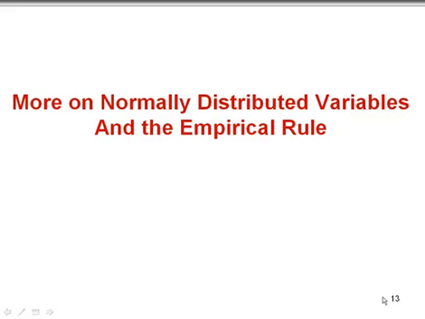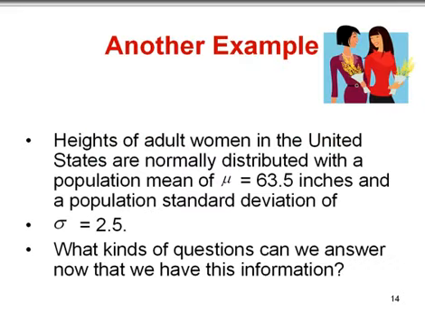To make sure we have a good comfort level with applying the empirical rule, we'll consider another example. Here we entertain questions about the heights of adult women. It is known that the heights of adult women are normally distributed and that the mean is 63.5 and the standard deviation is 2.5 inches.